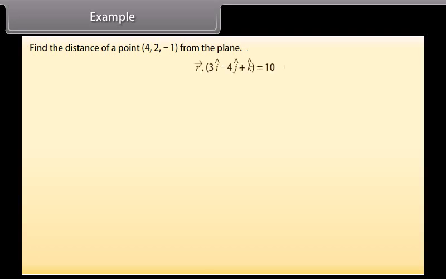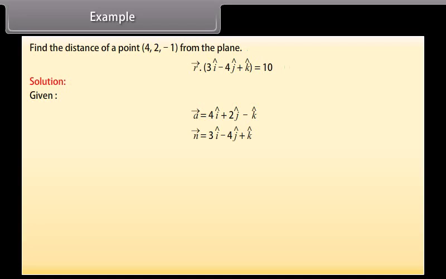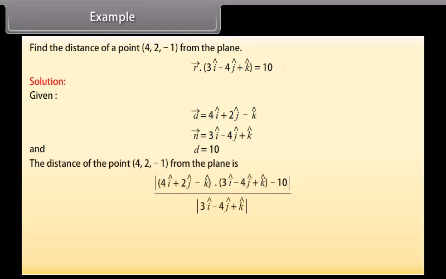Example. Find the distance of a point 4, 2, minus 1 from the plane. Solution. Given vector A equals 4 cap i plus 2 cap j minus cap k, vector n equals 3 cap i minus 4 cap j plus cap k, and d equals 10. The distance of the point 4, 2, minus 1 from the plane is equal to modulus of 12 minus 8 minus 1 minus 10 by modulus of square root of 9 plus 16 plus 1, which equals 7 by square root of 26.